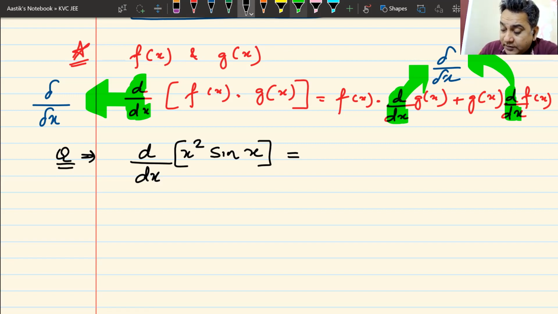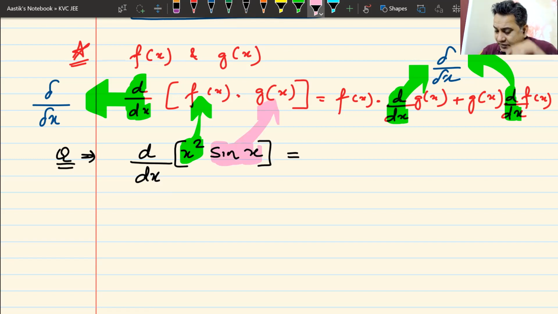So as you can see here, we'll just go ahead. x squared can be treated as the first function, which is f(x), very evident. Sine x could be treated as the second function, which is g(x). Green function, pink function. So now how do I do it?